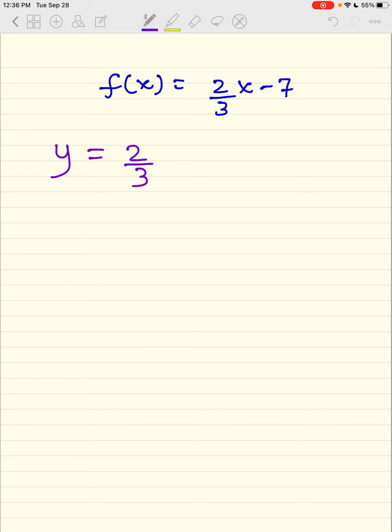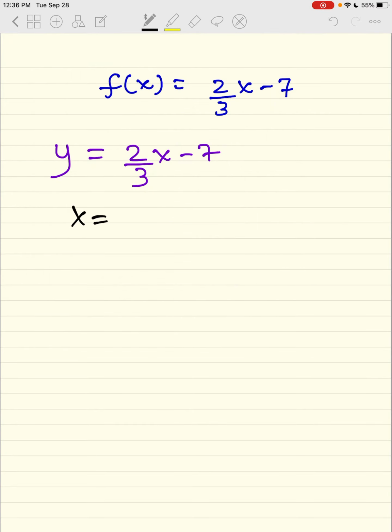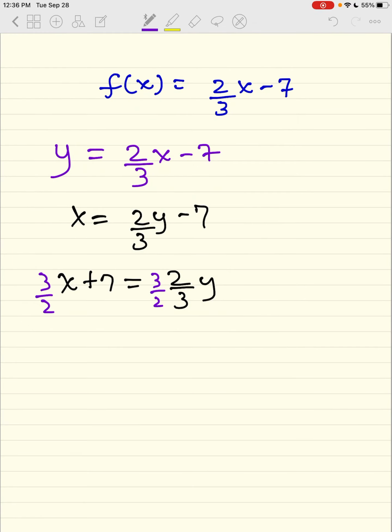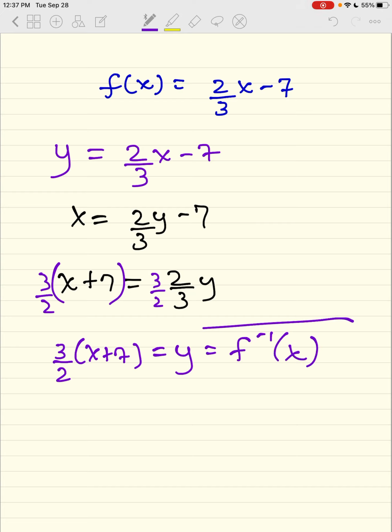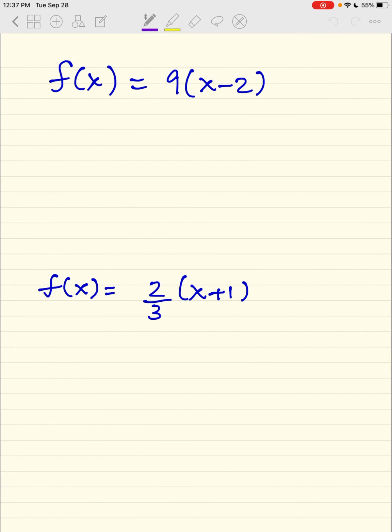y equals 2/3 x minus 7. x equals 2/3 y minus 7. x plus 7 equals 2/3 y. And once again, in order to get rid of 2/3, we're going to put 3/2 here. But you cannot do that unless you put parentheses around it. So (3/2)(x plus 7) is equal to y, but that's really that. Okay? Take your time.